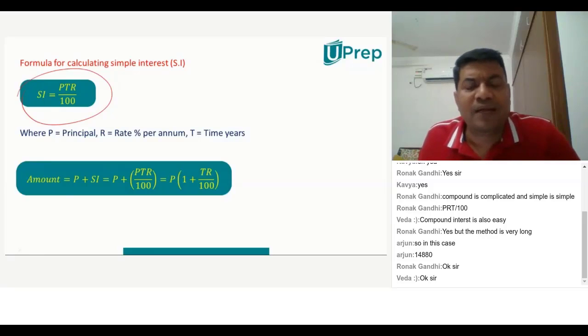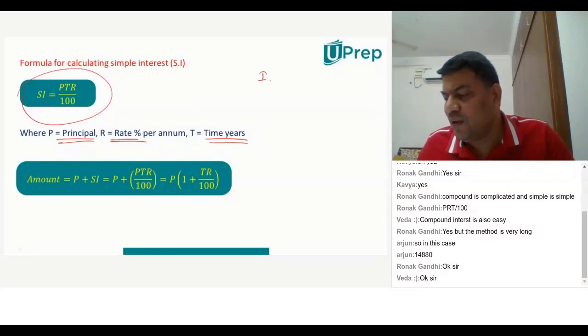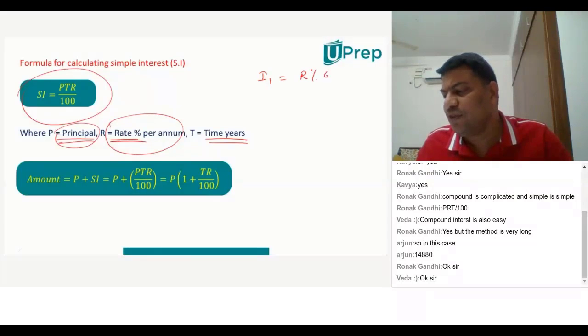But I want you to understand this in a very simple way. Let's take P as principal, R as rate of interest per annum, and T as time in years. Now, how do we calculate interest? If I calculate interest for 1 year, your interest for 1 year is R%. The rate of interest is R% and the principal is P, so you calculate R% of your principal P.